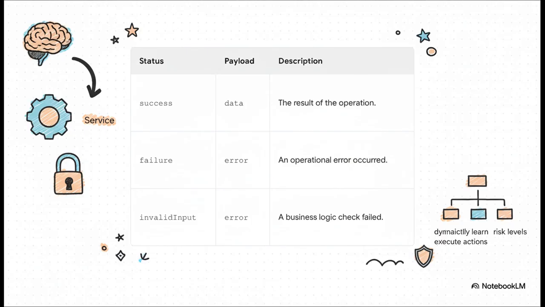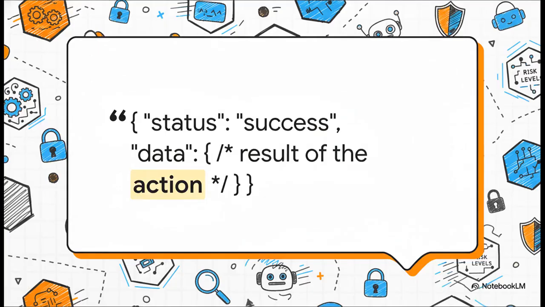So when an action gets executed, the response your service sends back is just as simple. It's a JSON object with a status field that can be success, failure for some unexpected server error, or invalid input for a predictable business logic error. Then, based on that status, you'll either provide a data object or an error object. For instance, a successful call to get customer details would look exactly like this. The status is success, and the data payload has the result you wanted to send back. It's just clean, predictable, and super easy for any system to parse.